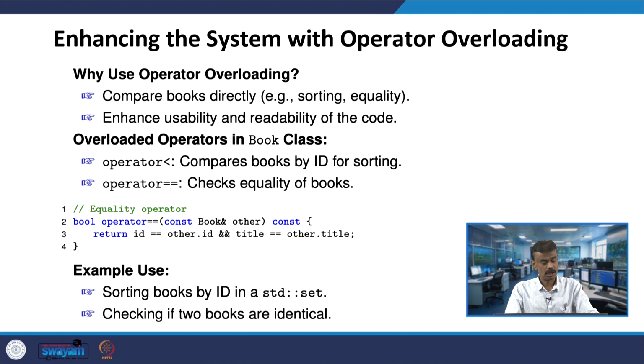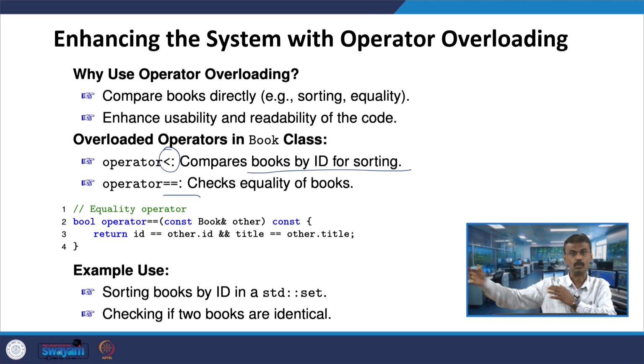Let us consider what are all the operators that you are going to overload. Here, in this case, let us say less than and double equal to. Less than compares books by ID for sorting. You have an ID, and whenever I have a book I may have numbers like 107, 108, 109, and then I can compare. Whichever is sorted, whichever is the minimum, less than a certain value. For example, I am searching for 108, I got 107, so then I can move further.